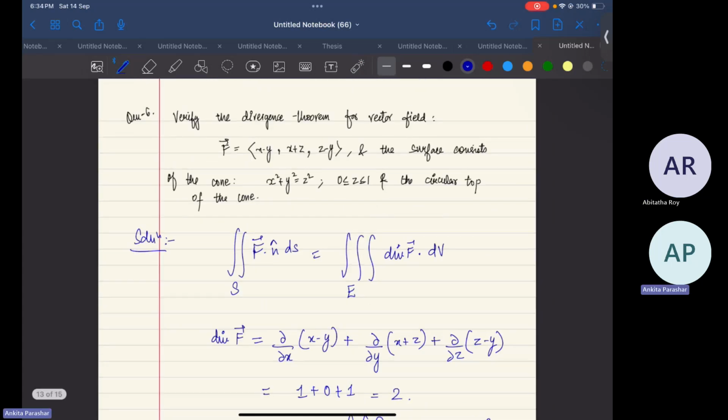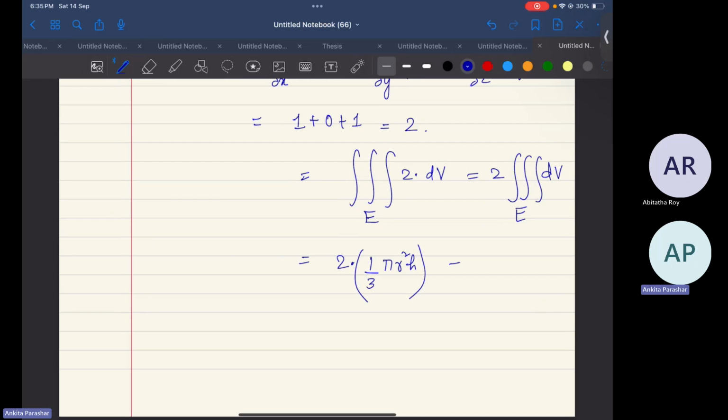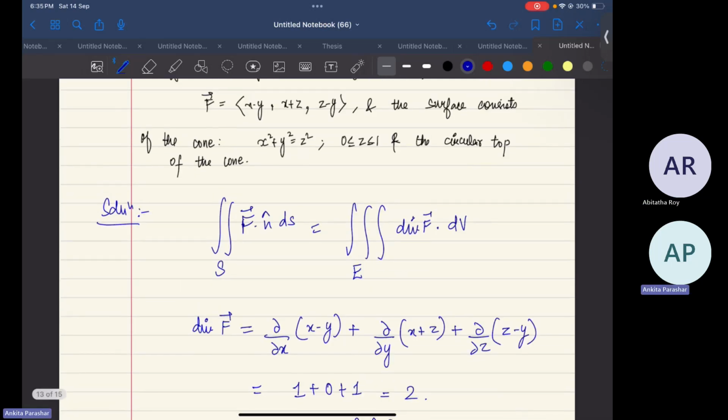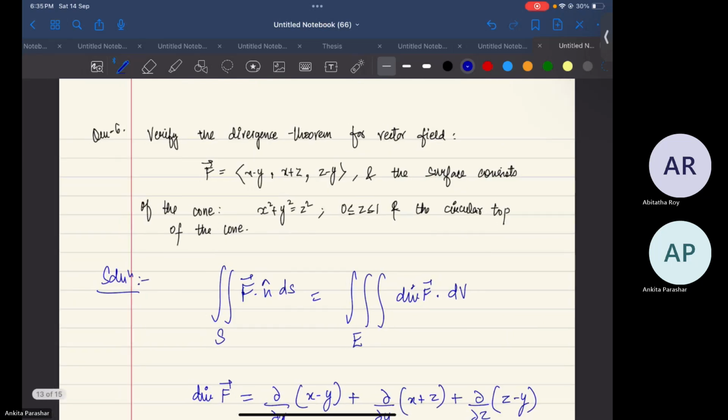Can you tell me what r and h are from the given data? R is 1, and h is also 1. So in this case, h and r both are 1. So what is the answer? 2 by 3 pi. Yeah, don't forget pi, r and h are 1. Good. So we got this divergence F dV volume very easily.